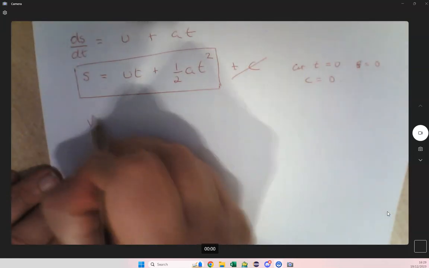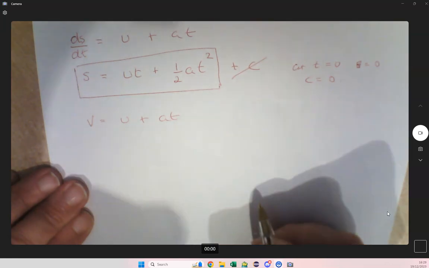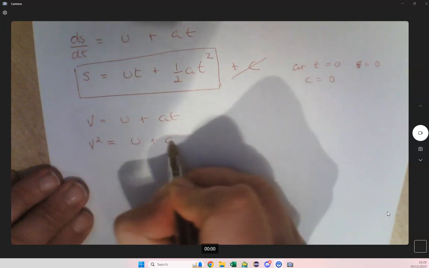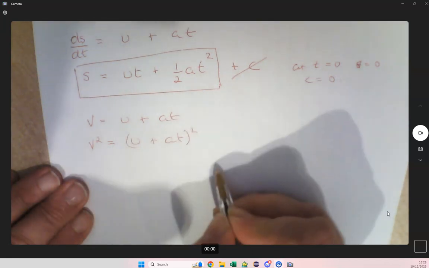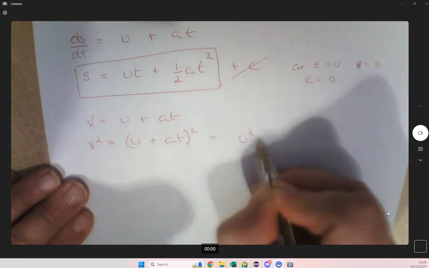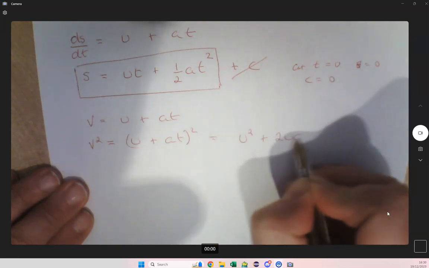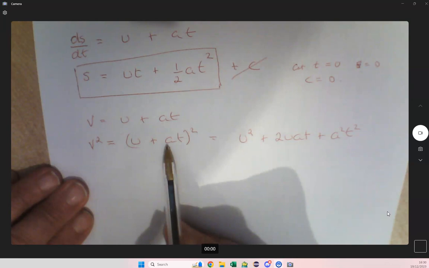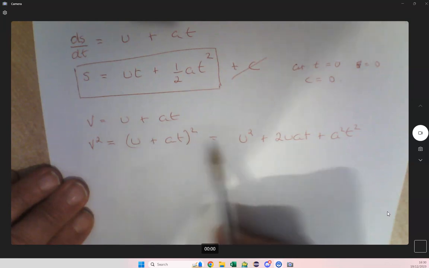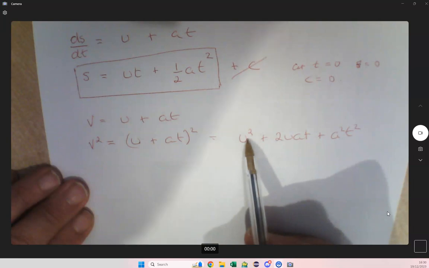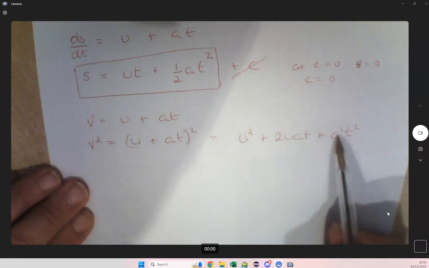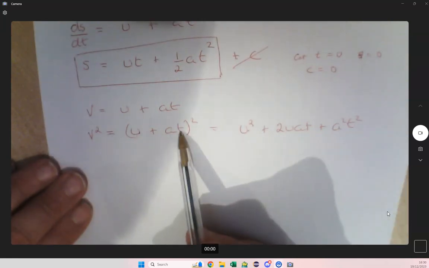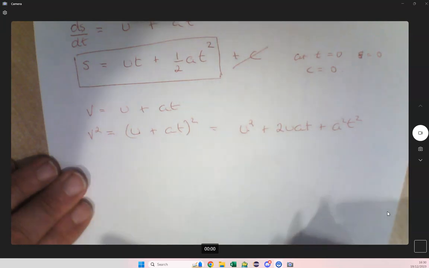Now, to finish it off, though it doesn't actually involve integration, what I'm going to do is take v is equal to u plus at and say that v squared must be equal to u plus at all squared, and that has to be equal to u squared plus 2uat plus a squared t squared. So all I've done is expanded that out. I've times u plus at times by u plus at. U times u giving me u squared. At times by at giving me a squared t squared. And u times at twice over, giving me the middle term.